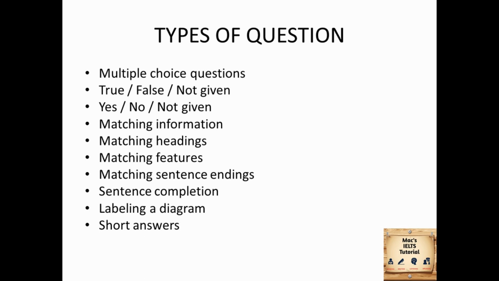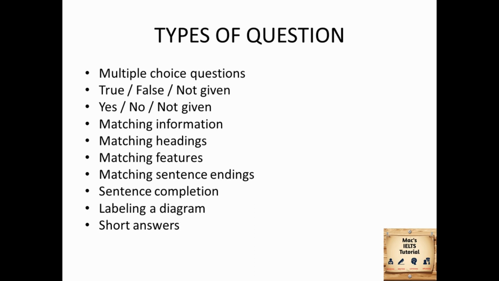For a matching information question, you will have to match information given in the question to a paragraph in the text. For a matching heading question, you will match the heading given in the question with the respective paragraphs in the text. For a matching feature type of a question, you will have to match a list of statements to a list of possible answers that is given in the question. For a matching sentence ending question, you must complete a sentence with a suitable word ending from the list of possible answers given in the question.